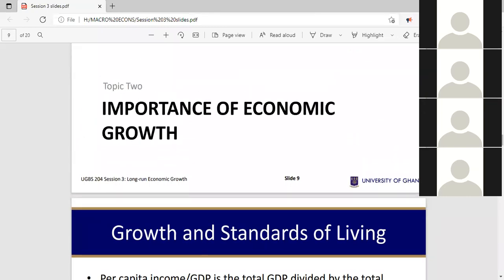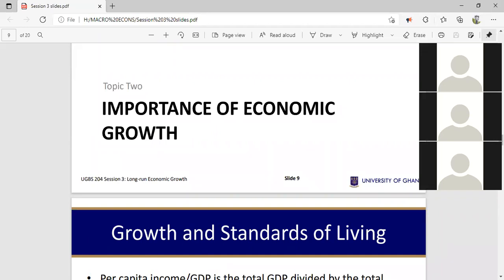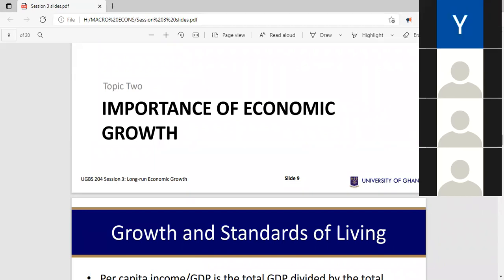Now, let's talk about some importance of economic growth. We said it is the sustained increase in the production of goods and services in a country in a particular year. Yasin? Please, I just wanted to clarify something. So you are saying that there can be economic growth without economic development, but there cannot be economic development without economic growth. Thank you. Okay.